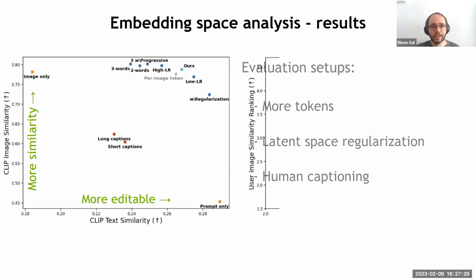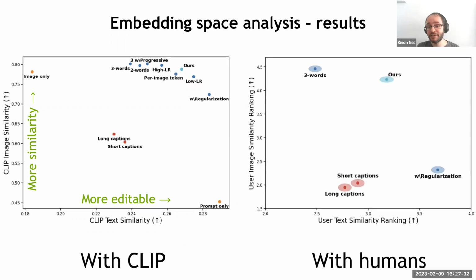Okay. Just to convince you that these CLIP metrics aren't completely detached from reality, we also repeated this experiment for a subset of our scenarios using humans to score the results. And we can see similar behaviors here as well, right? We can see this trade-off curve where words closer to the domain of real images are easier to edit, but less identity preserving and vice versa. And we can see that text descriptions, right, human captions perform worse on both image similarity and text similarity.